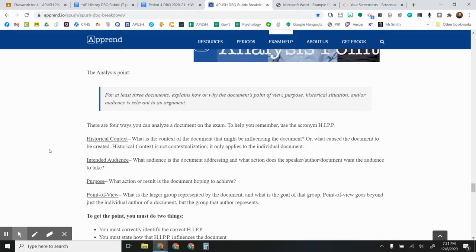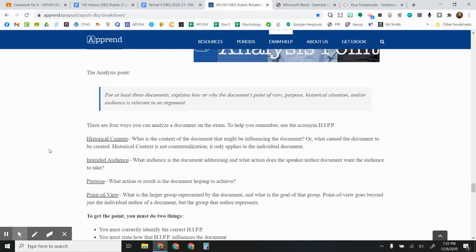Historical context means, what is the context? What caused the document to be created? Why does it even exist? Okay. This is not your full contextualization for your argument. This just has to do with this document. Who's the audience? Who does the speaker want to hear this message? What's the whole purpose of writing this document? And what's the point of view of the writer or the creator?